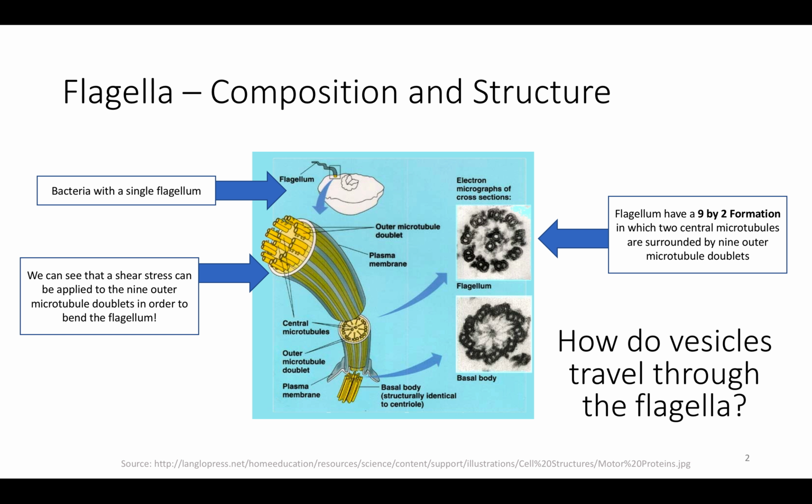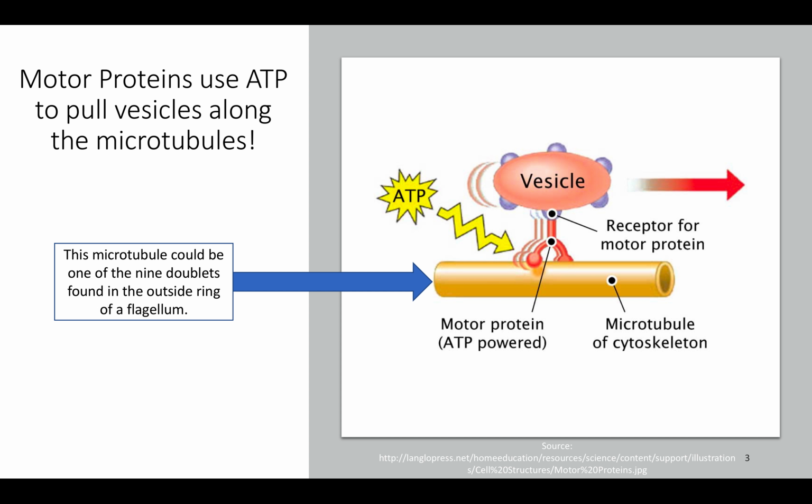And I haven't talked about vesicles yet, so it might be hard for you to ask that question, but never fear, we'll continue. So, motor proteins use ATP to pull vesicles along microtubules. So this is what this video is going to be about.